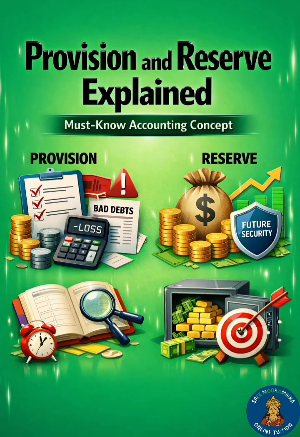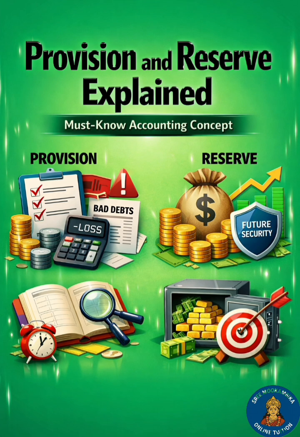Introduction. In accounting, profit shown by the profit and loss account does not always represent the amount that can be freely distributed to owners. Certain amounts must be retained to meet future obligations, possible losses, or to strengthen the financial position of the business. For this purpose, accountants use two important concepts, provision and reserve. Although both provisions and reserves involve setting aside a part of profit, they differ in their purpose, necessity, accounting treatment, and impact on financial statements.